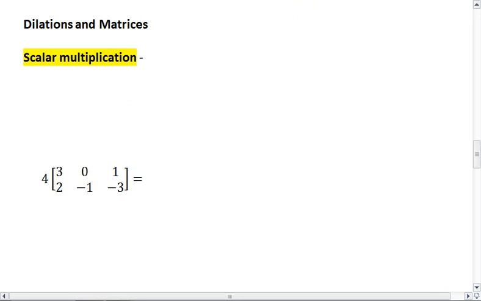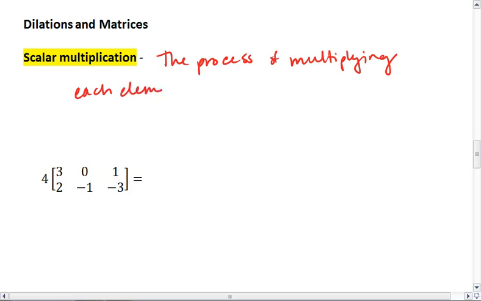Okay, matrices. This is probably one of the first sections where the matrix stuff is really easy. So you're gonna love this part with the matrices. What we see with matrices is we can do scalar multiplication. And scalar multiplication is the process of multiplying each element of a matrix by a scalar. And the scalar is a real number.